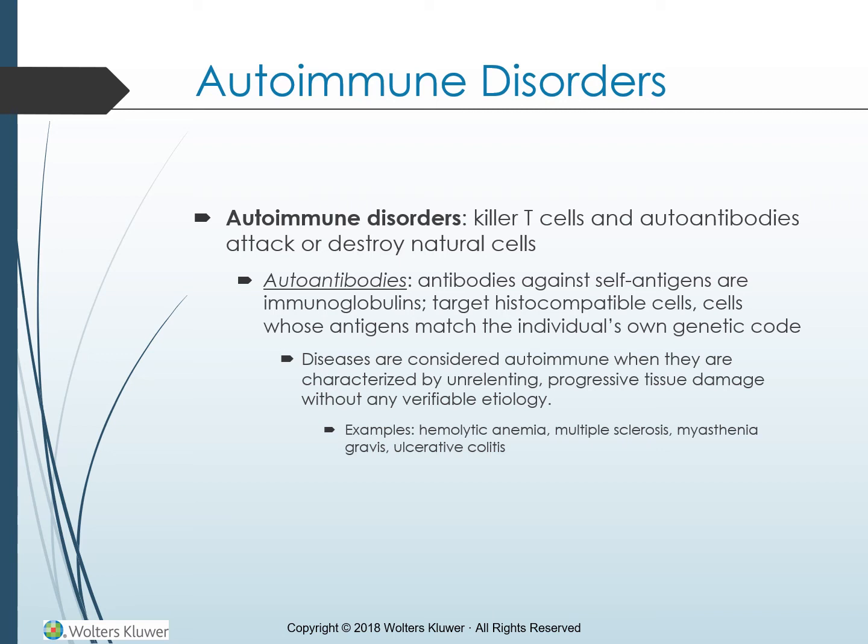Diseases are considered autoimmune when they are characterized by unrelenting progressive tissue damage without any verifiable cause. Various specific disorders classified as autoimmune are discussed throughout this text. Refer to Chapter 37 for information on MS, Chapter 58 for discussion of acute glomerulonephritis, and Chapter 63 for coverage of rheumatoid arthritis and lupus. The term alloimmunity is used to describe an immune response that is waged against transplanted organs and tissues that carry non-self antigens. See Chapters 29 and 58 for more information.